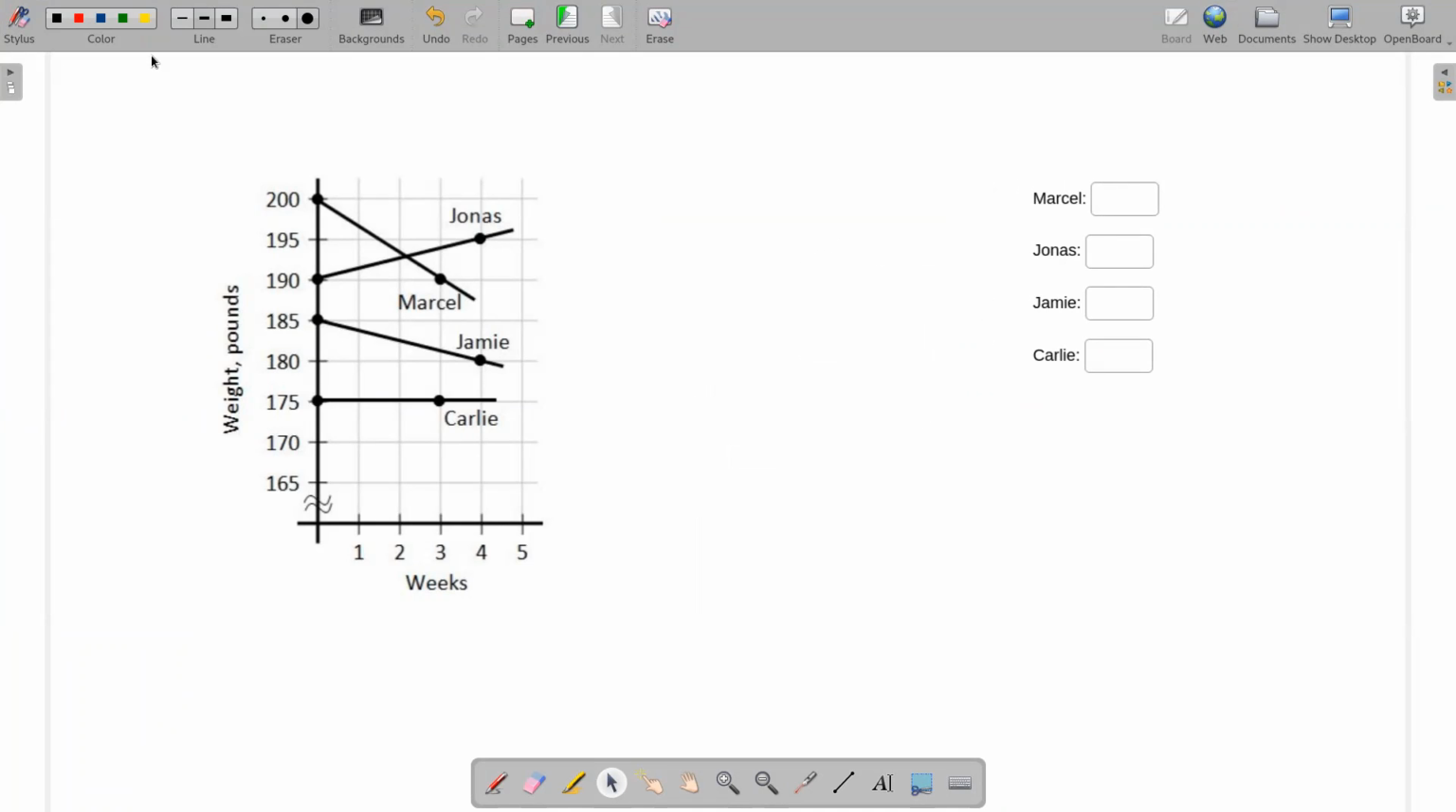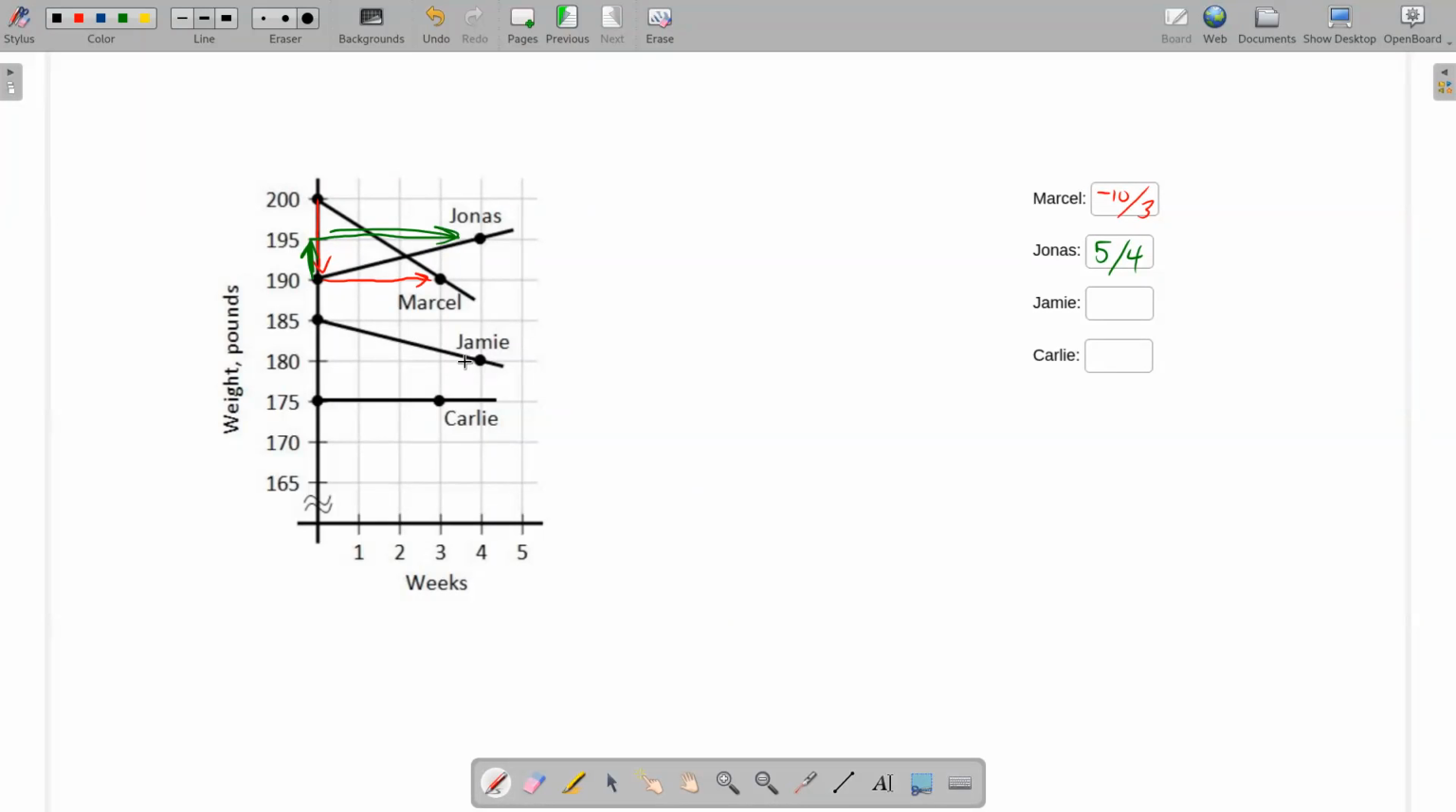So let's see, we already did Marcel, right? And looking at Marcel, we found that there was a drop of 10 and a run of 3. So for Marcel, there was a drop of 10 divided by a run of 3. For, who's next? Jonas. Now Jonas actually went the other way. Jonas went up 10 and over 4 weeks. Oh no, I lied, I can't count. Jonas only went up 5. So Jonas went up 5 there and across 4. So up and right are both positive, so that should just be 5 over 4.